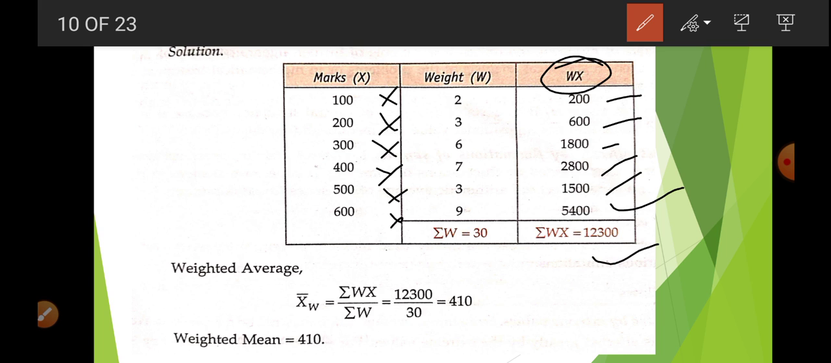12,300, and the sum total of weight is 30. Now we are going to put these values in this equation. 12,300 upon 30, when we divide it we get 410. This is your weighted arithmetic mean. So the process of calculating the weighted arithmetic mean is similar to the simple arithmetic mean. In place of frequency, we write weight, and everything is the same.